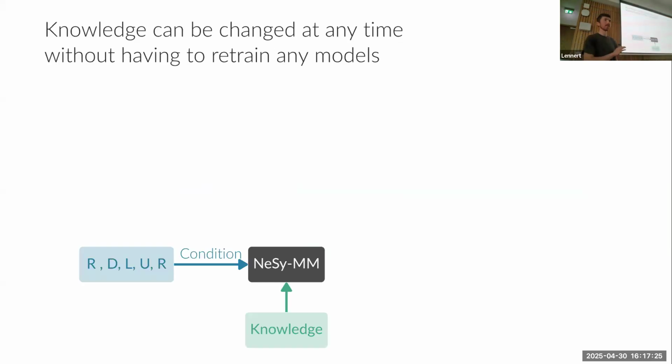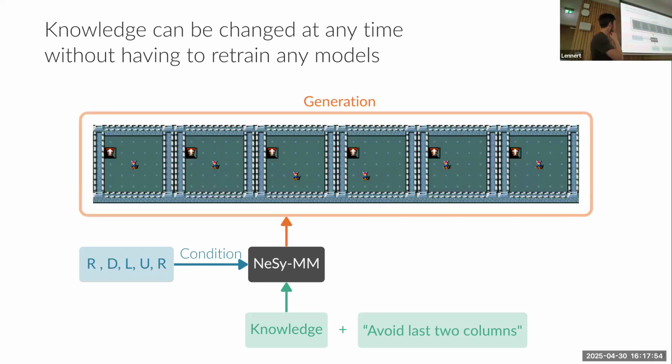Okay. And then, in my opinion, the coolest property of these models is that since your internal representation of these NeSy models is relational, it's logic, there is nothing preventing you from changing the knowledge at test time. So let's say you go to the next level in your game, and in this level, it's very important for some reason to not go in the last 2 columns of your world. You can simply write this down in one rule in your logic program, add this to the model, and ask it to, again, generate sequences.